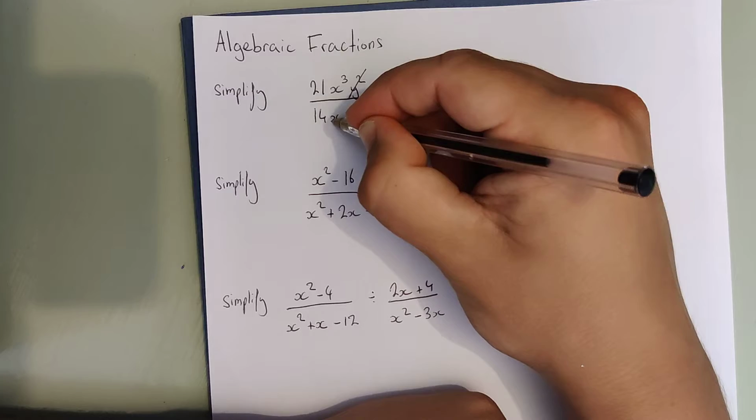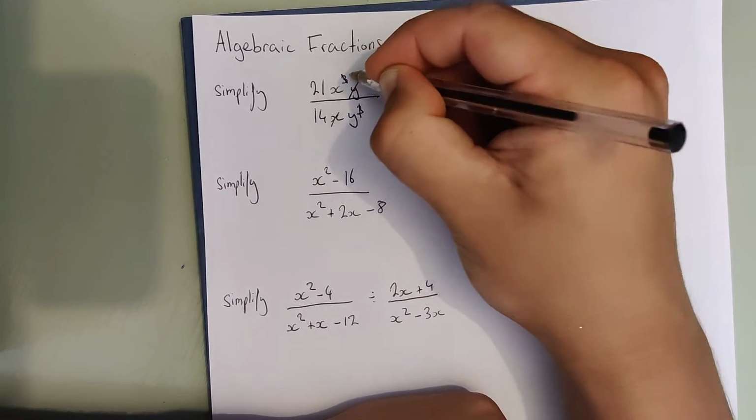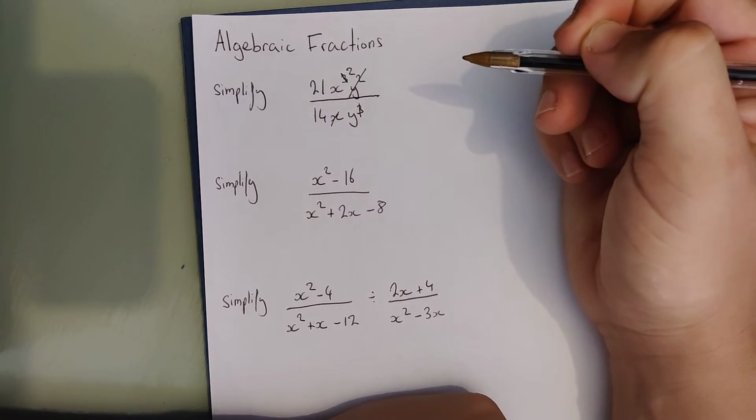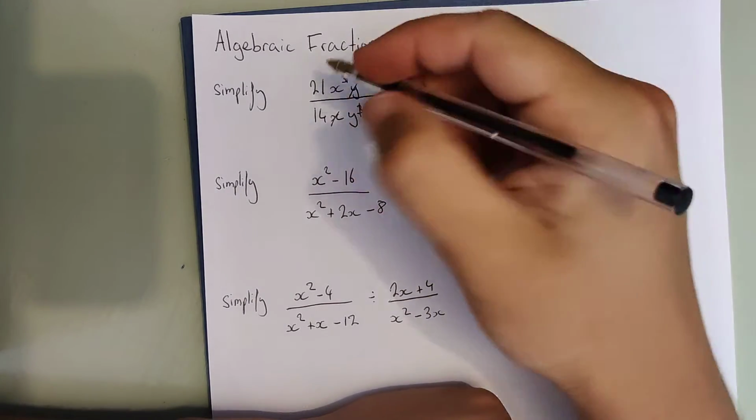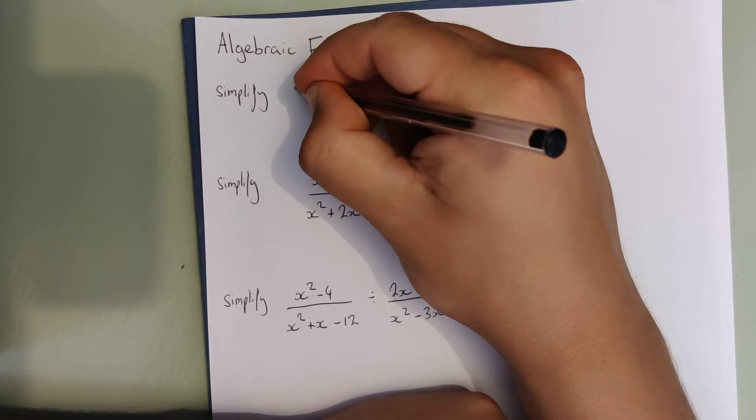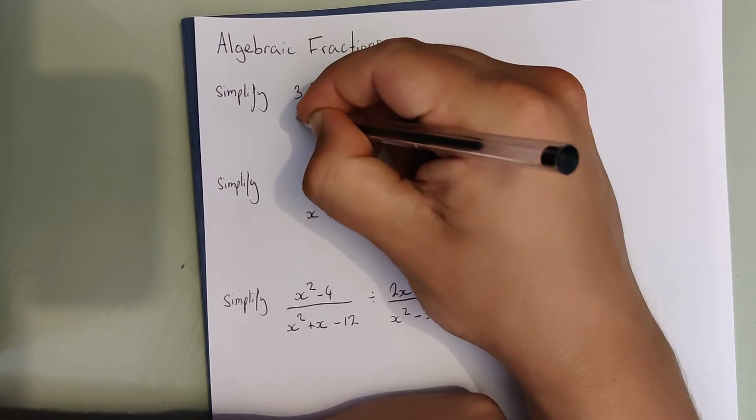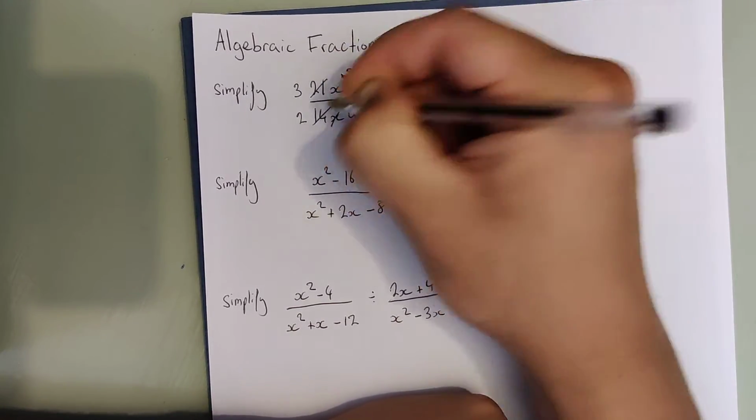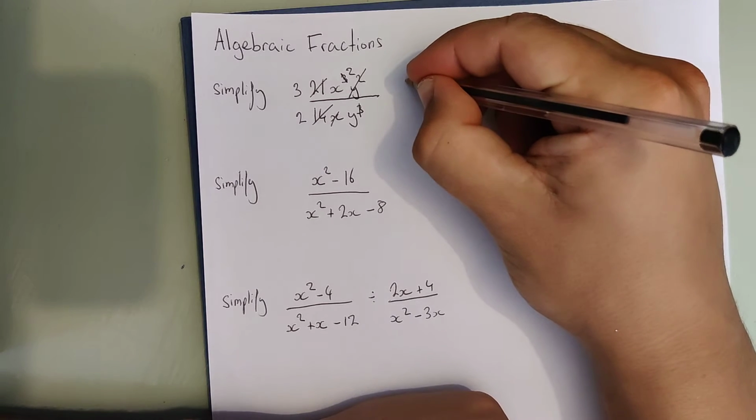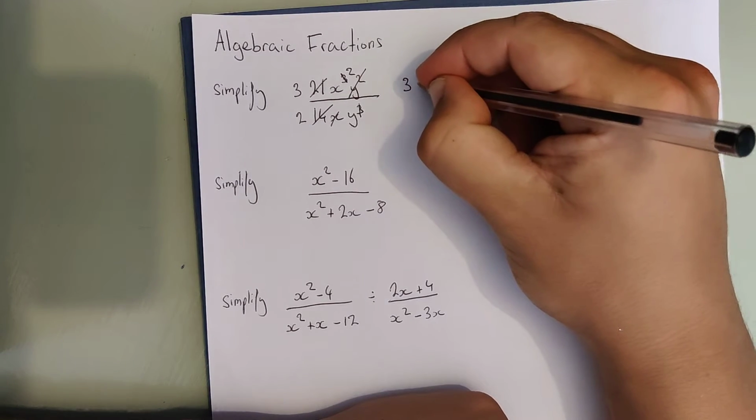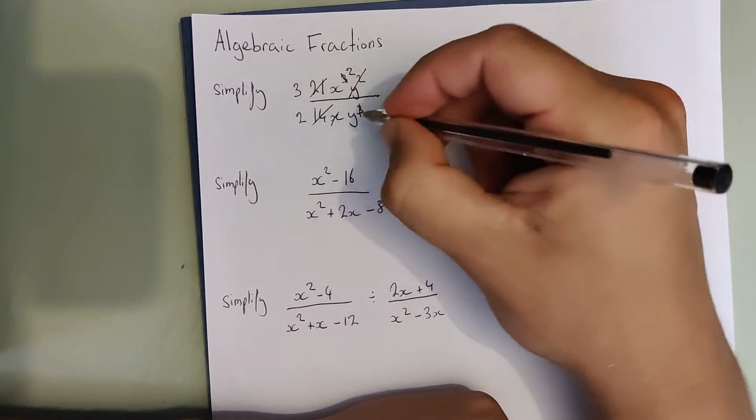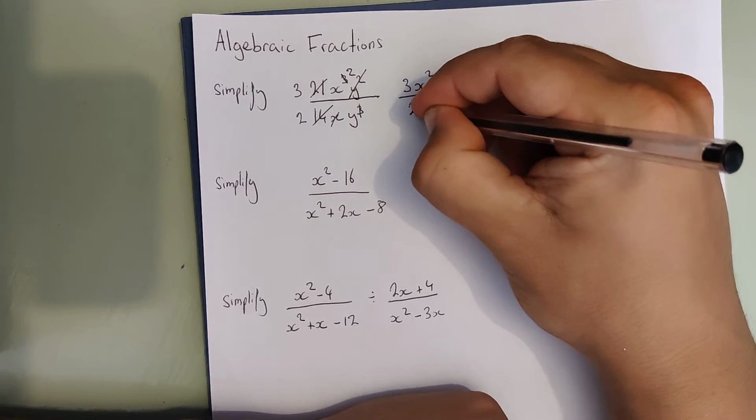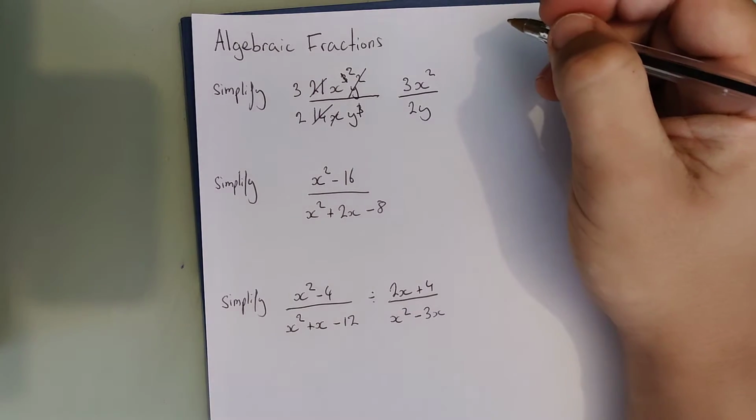This x will cancel out and give us an x squared on the top, and 7 goes into both 21 and 14, so it goes into 21 3 times and into 14 twice. Then you just have to make sure that you rewrite this really carefully because it can get quite messy. 3x squared over 2y, and that's it, that's simplified.